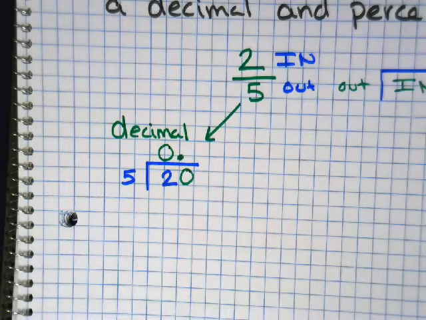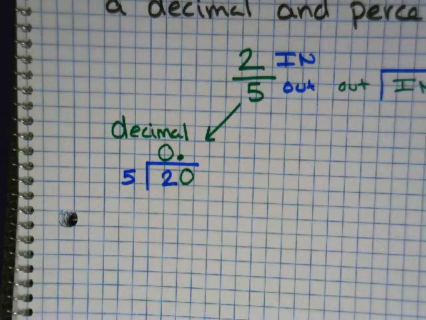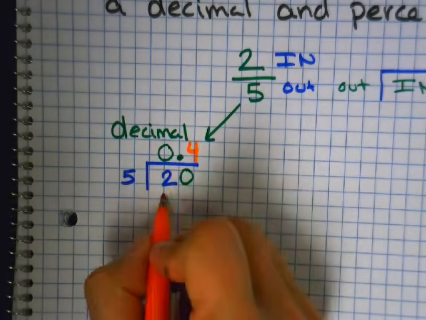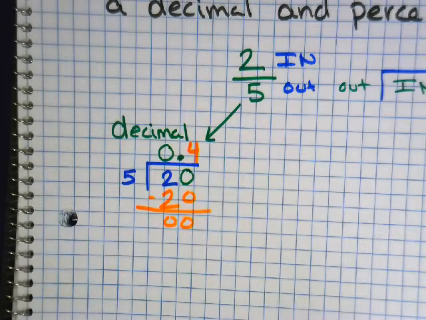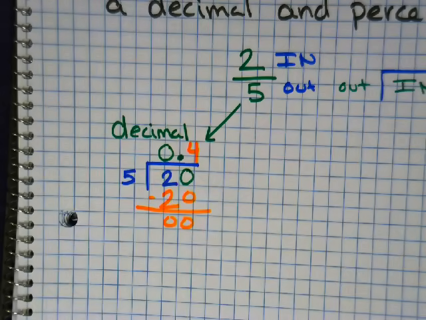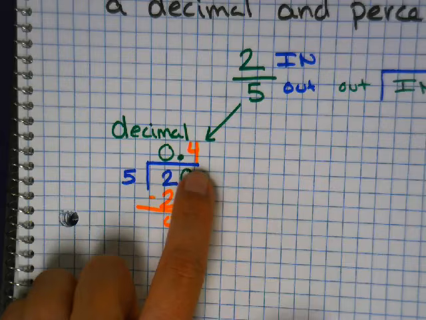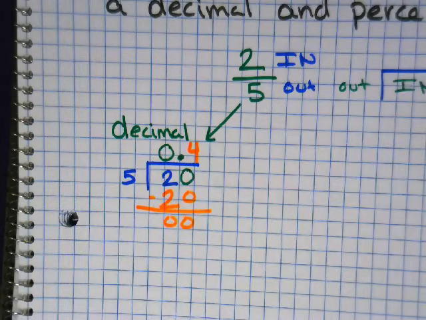Okay? So right here, 5 does not go into 2, so we add 0 times. 0 times 5 is 0, right? How many times is 5 going into 20? 4. So 4 times 5 is 20. We're done. Okay? So what is our decimal? 0.4.